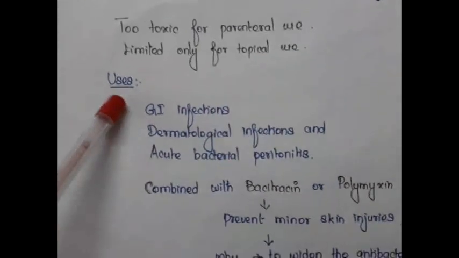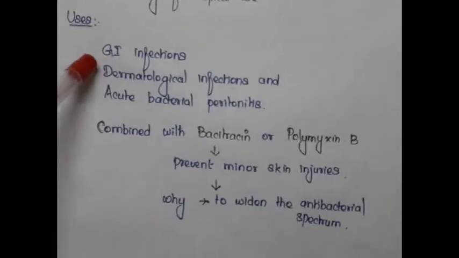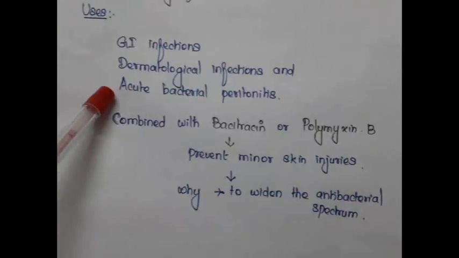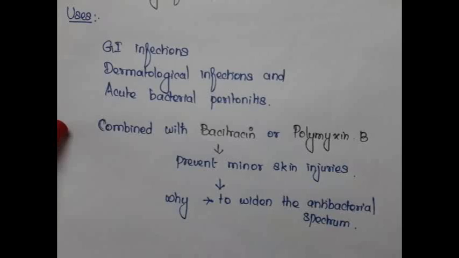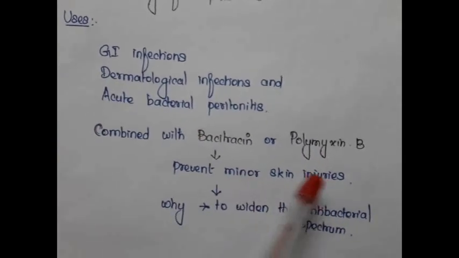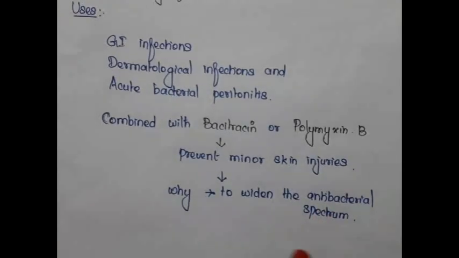Now we will see the uses of neomycin. The treatment of GI infections, dermatological infections and acute bacterial peritonitis. It is usually combined with bacitracin or polymyxin to prevent minor skin injuries. Why is it combined? To widen the antibacterial spectrum.